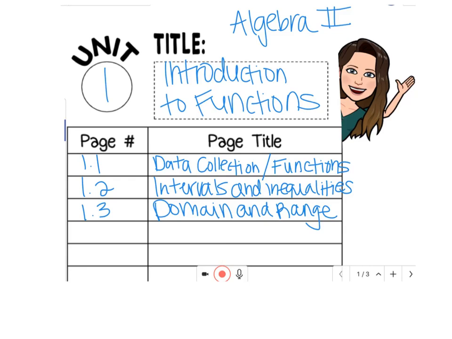Alright, go ahead and get out your journals and turn to your unit title page. Today's lesson is 1.4, Function Notation.